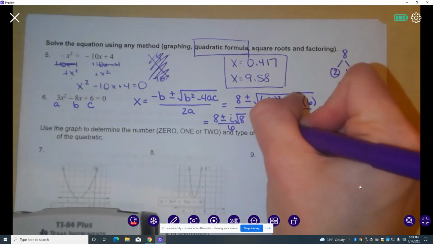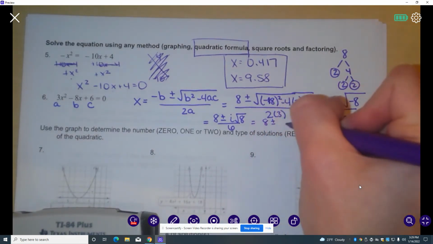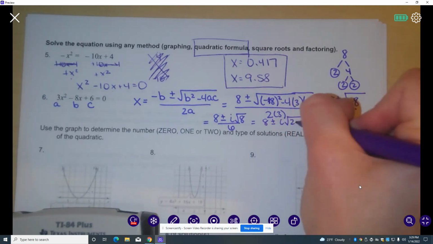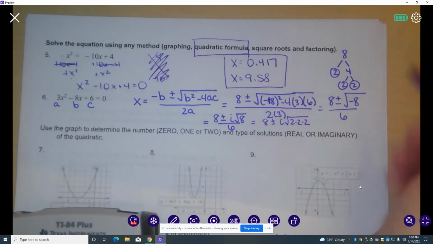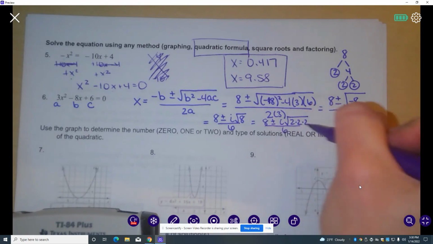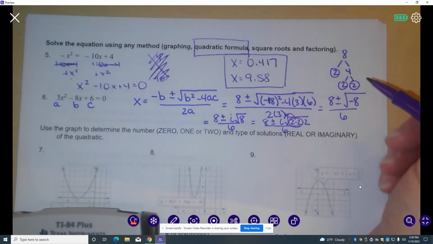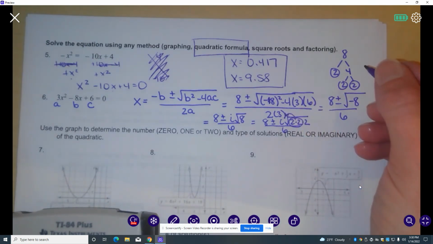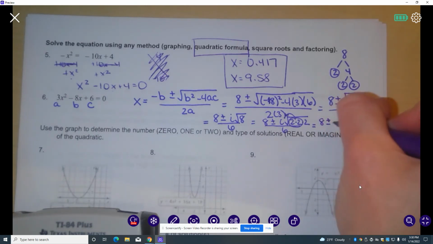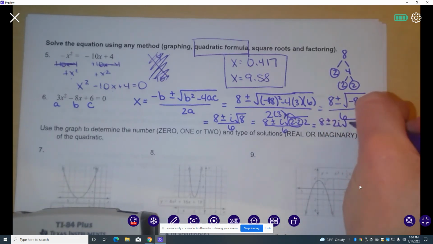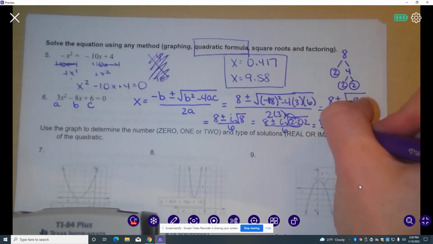Right? So I want to simplify this. Remember, I want to break out a pair if I see one. So I see a pair of 2's, and that breaks out of my square root symbol. So I'm left with 8 plus or minus 2i times the square root of 2. There's one 2 left over.